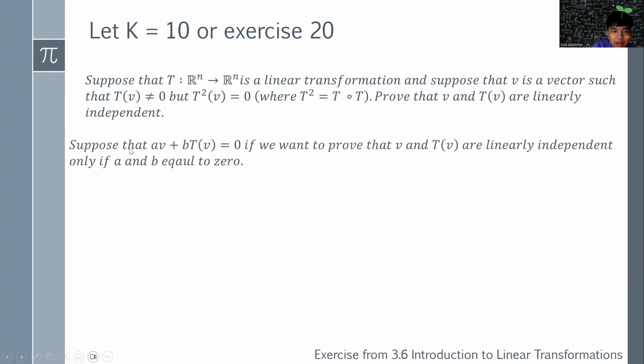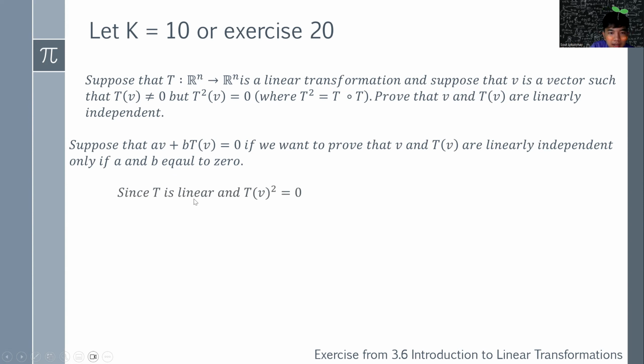Suppose that a times v plus b times T(v) equals 0. Then to prove that v and T(v) are linearly independent, we need a and b to equal 0. We remember that to prove linear independence, we have to show the coefficients equal 0, and our coefficients are a and b.